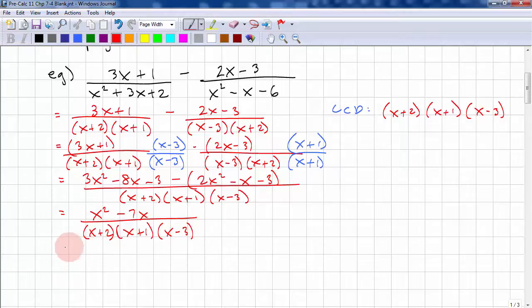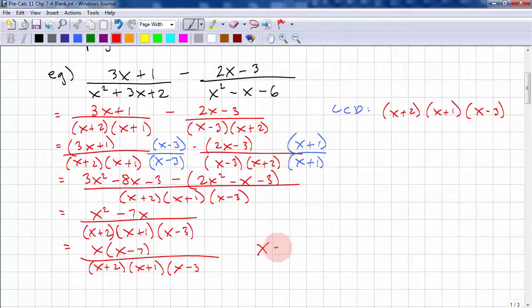And we can factor the numerator if you like. This is just x, x minus 7, over x plus 2, x plus 1, and x minus 3. Okay, and our domain is x does not equal negative 2, negative 1, and 3. And our non-permissible values, x equals negative 2, negative 1, or 3.